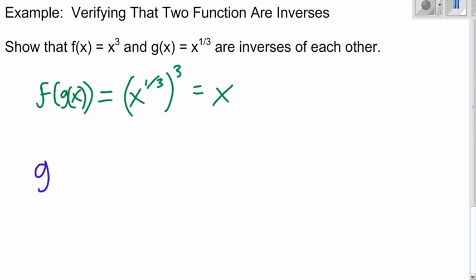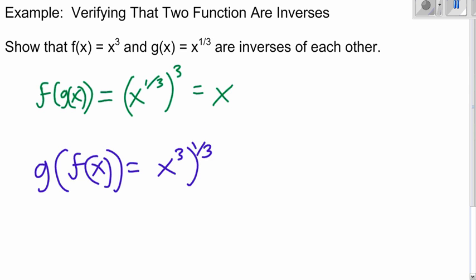Let's also do the other composition, g of f of x, to make sure. So now we're going to plug f into g. So now that's x to the 3rd to the 1/3. And again, power to a power, you multiply. x to the 3/3, which is just x to the 1st. So when you do the composition, either way, you just get regular x. That means yes, they are inverses. We just showed it.